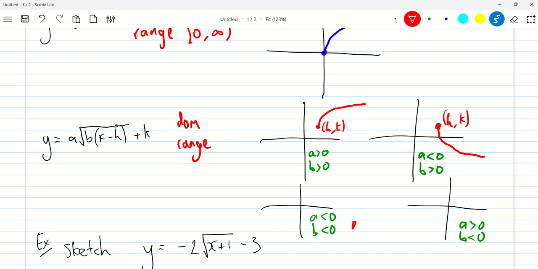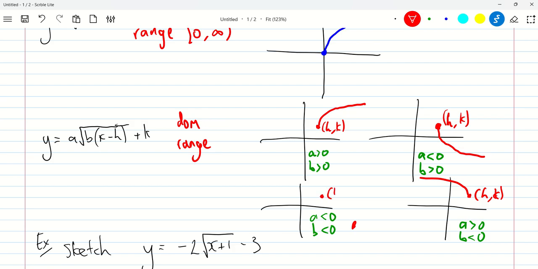Now, let's have a look at this next one down here. We'll do if a is greater than 0, but b is less than 0. What happens is that this is getting reflected in the x direction. I'll just put (h, k) there again, so that's our starting point. Instead of going up and over like that, it's getting reflected in the x direction, and so what it will look like is it will go that way. I'm bumping into my own other things there, but it's going to get moved in that direction.